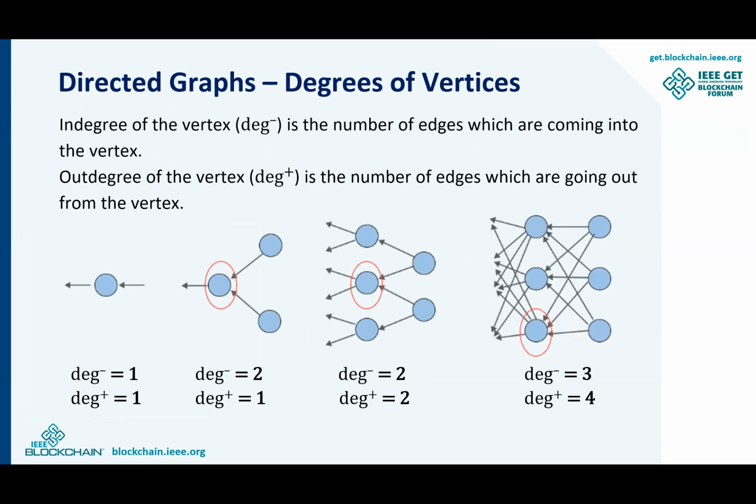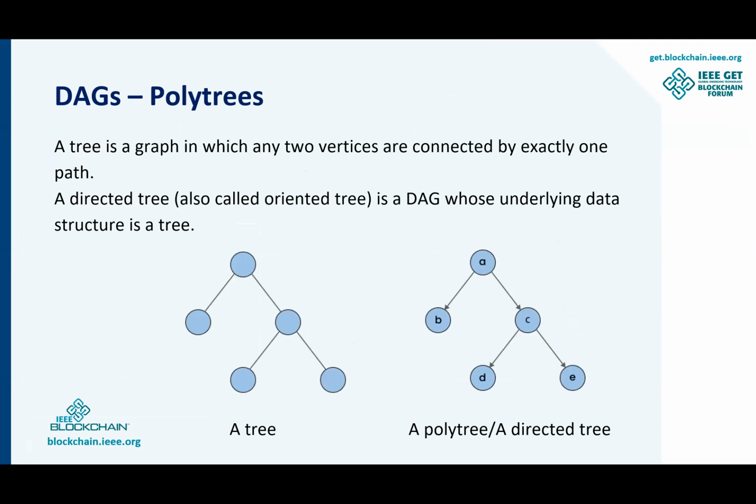A tree is a special type of graph in which every two vertices are connected by exactly one path or edge. If the edges have directions, the data structure is called a directed tree or a polytree.